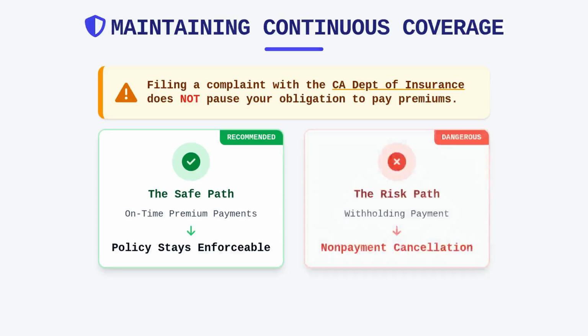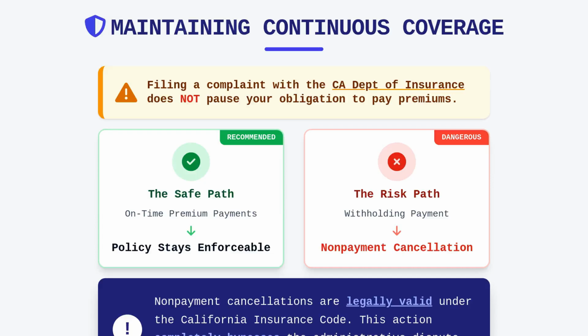If an insured chooses to withhold payment because they are angry about a cancellation notice, the carrier can legally cancel the policy for non-payment. This separate cancellation for non-payment is entirely valid under the California Insurance Code and will completely bypass the ongoing administrative dispute, leaving the client immediately exposed without any coverage and with no legal recourse.